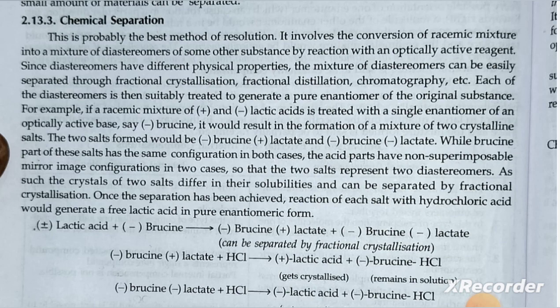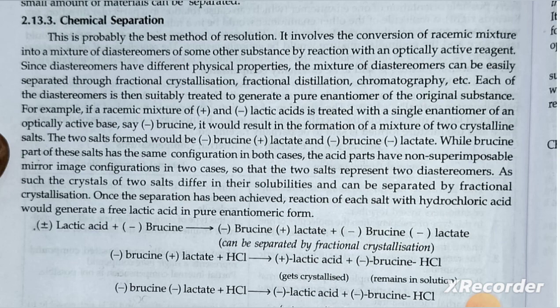For example, if a racemic mixture of plus and minus lactic acid is treated with a single enantiomer of an optically active base, say minus brucine, it would result in the formation of a mixture of two crystalline salts. The two salts formed would be minus brucine plus lactate and minus brucine minus lactate. While the brucine parts of these salts have the same configuration in both cases, the acid parts have non-superimposable mirror image configurations, so that the two salts represent two diastereomers. As such, the crystals of the two salts differ in their solubilities and can be separated by fractional crystallization.